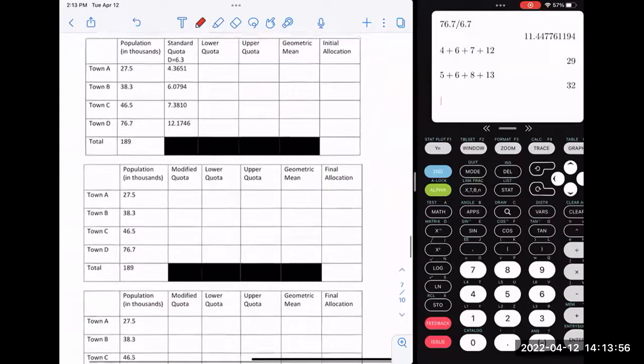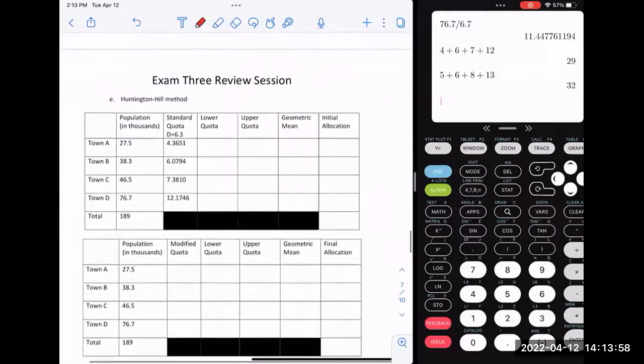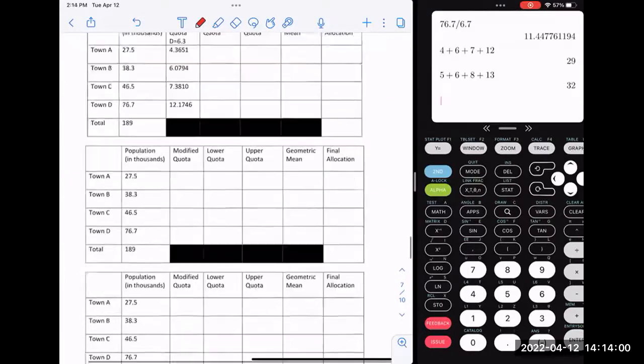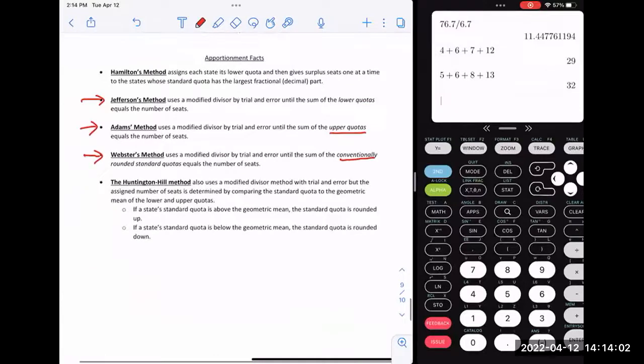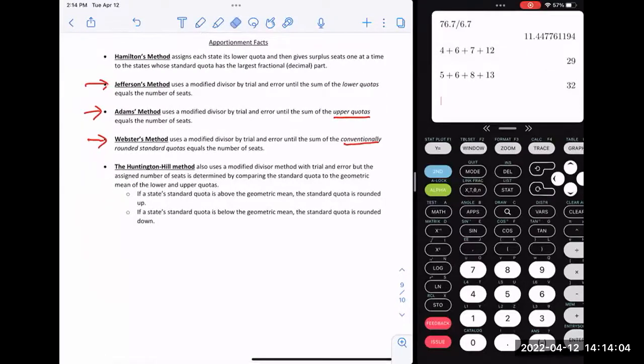All right, we've got one left, which is the Huntington-Hill method, and we're doing the same example with this method. So let's look real quick at our reference sheet and see what they say about this one. All right, so Huntington-Hill, this is, by the way, the one that is currently used to apportion seats in the House of Representatives to each state in the United States.